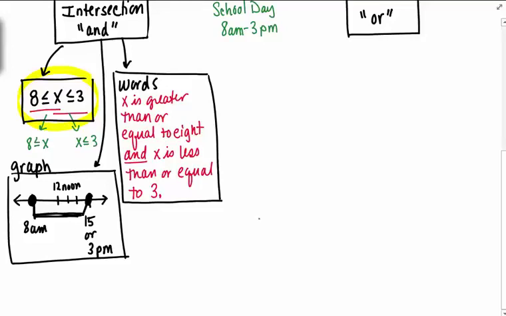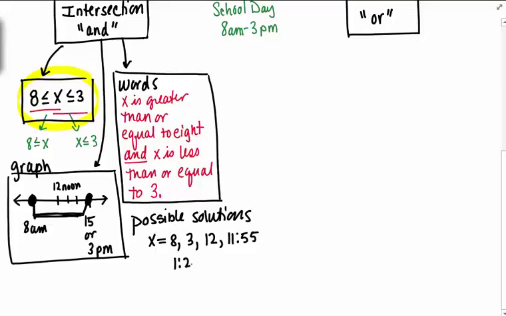Now, what are some possible solutions? Possible solutions or values for X: X could equal 8 a.m. because we can equal 8. We could equal 3 p.m. We could be at 12 noon. We could be at 11:55. We could be at 1:22 and so forth. So you could list a lot of possible solutions.